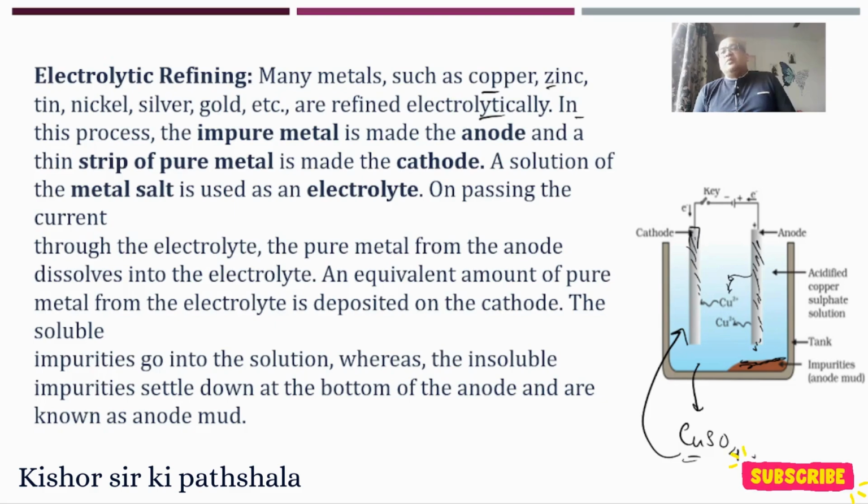Then as soon as you pass the electric current into this, what will happen? The anode, which has the impure metal, from that the pure metal will come out. And that will displace the copper from the copper sulfate solution here, and this copper will be deposited on the cathode, which is nothing but a strip of pure copper. So this is how this electrolytic refining will work.